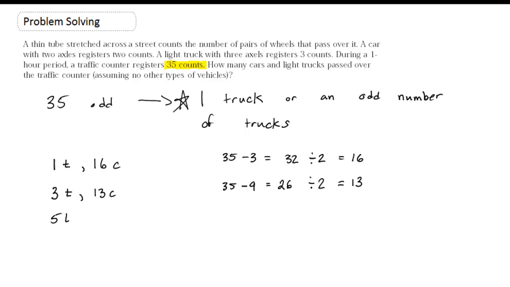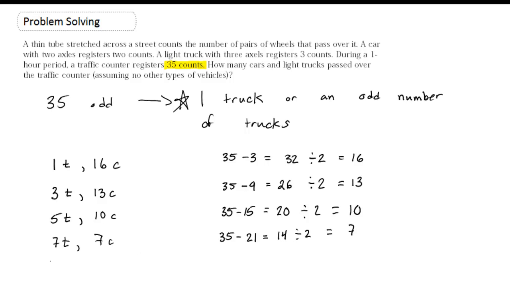Now let's jump up again. Remember, you can't have an even number of trucks, so maybe 5 trucks now. 5 trucks, 3 axles per truck, 3 times 5 is 15. 35 minus 15 gets me down to 20. Divide that by 2 to tell me the number of cars. That's 10 cars. Now 7 trucks. So 7 times 3 is 21. 35 minus 21 would be 14. Divided by 2, 7 cars.